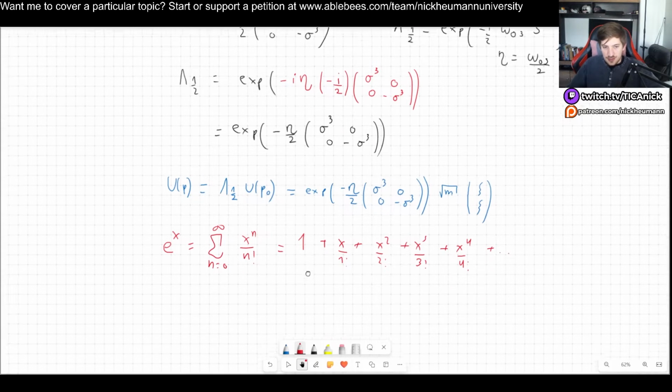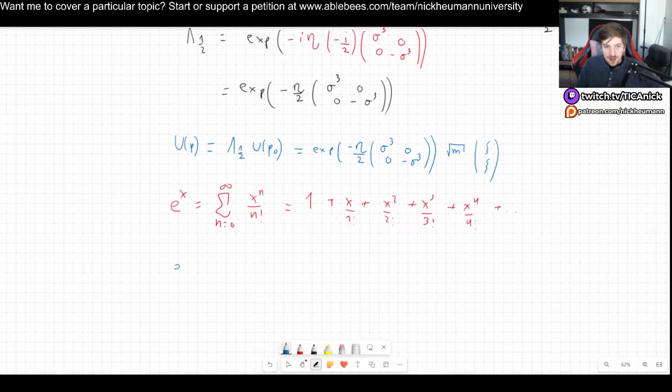So again, in our case, we have e to the minus eta over 2, and let's call this matrix here B, just for simplicity. So again, this will be the infinite sum, n equals 0 to infinity, of minus eta over 2 times B to the n, over n factorial. So let's begin.